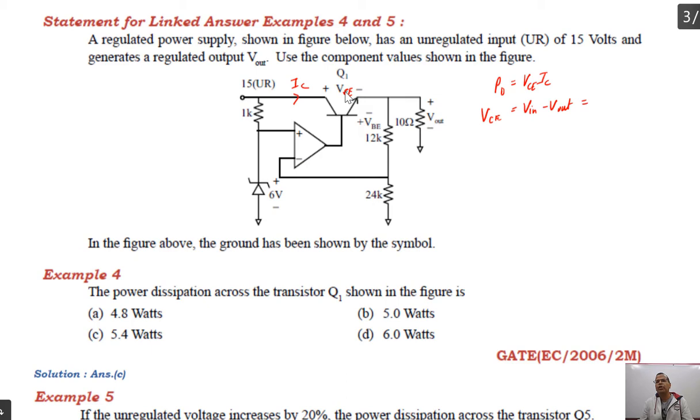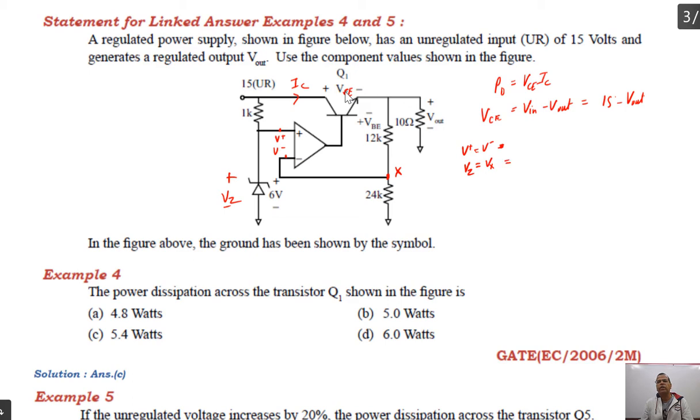So input voltage here is 15 volt. We need to find the output voltage. Say this is node X for an ideal Opamp. The voltage at the non-inverting terminal is V plus and the voltage at the inverting terminal is V minus. For an ideal Opamp, V plus is equal to V minus, and V plus is Vz, the voltage across the Zener diode. So Vz is equal to Vx.